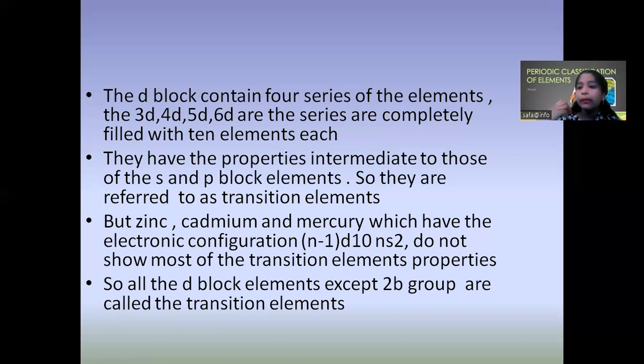So these elements, which come under the D block, don't show the transition elements property. The second B group doesn't show the transition elements property. All the D block elements show transition elements properties, but the exception is the second B group. You just have to know this. S and P block elements are called representative elements except the zero group. D block elements are called transition elements except the second B group. These are the exceptions.